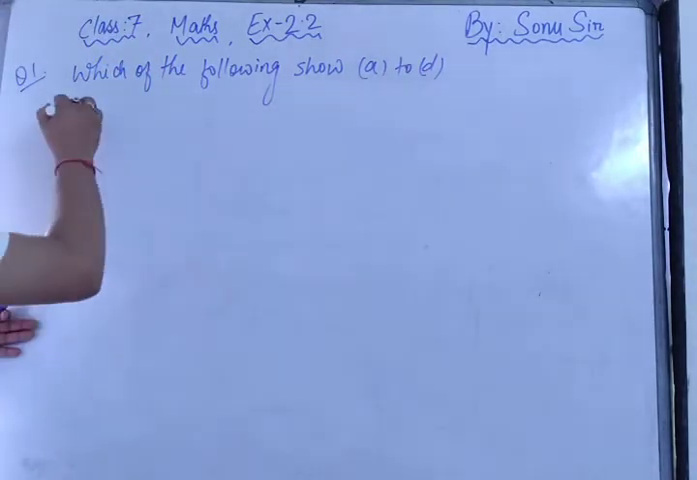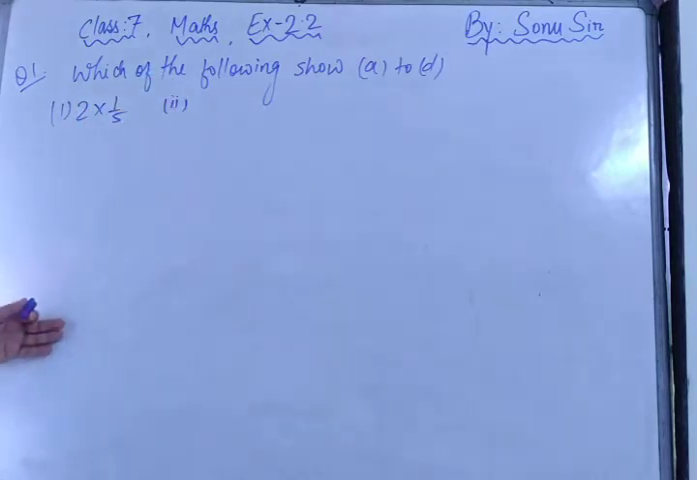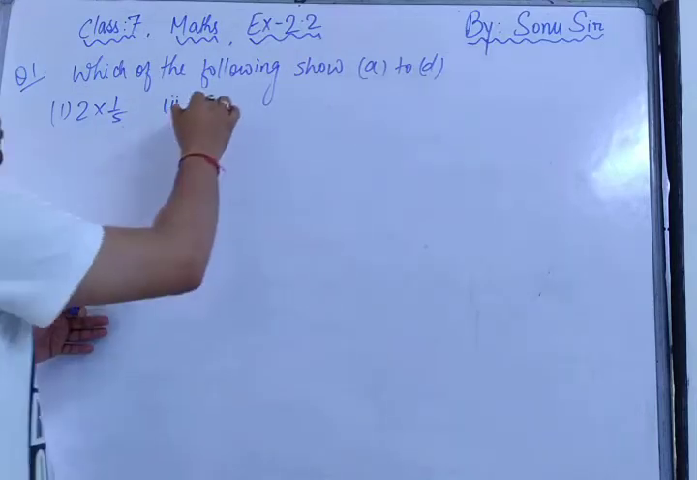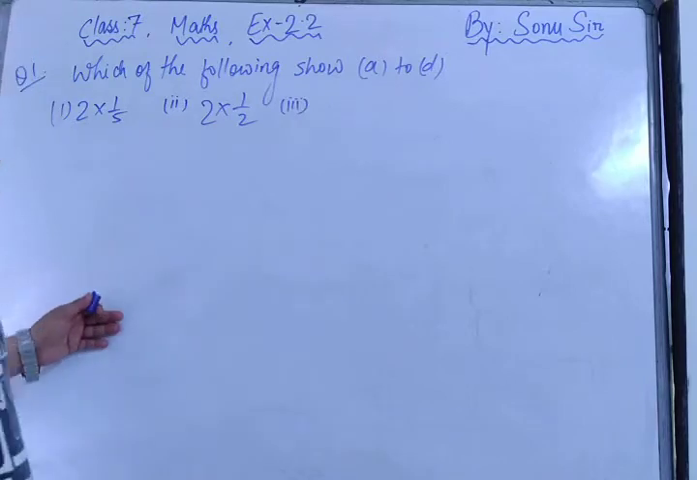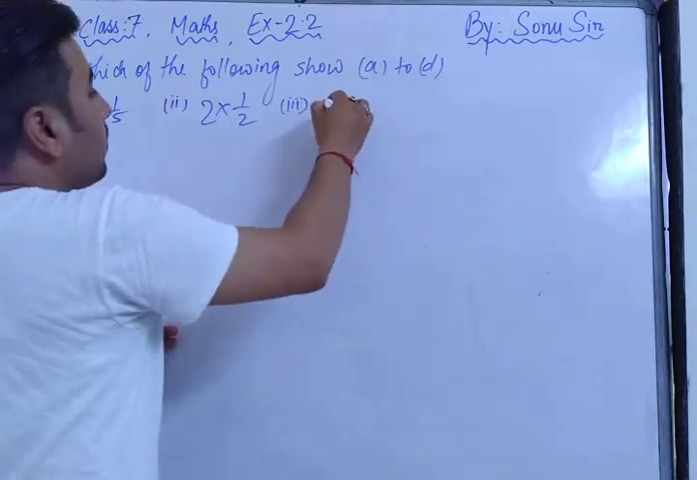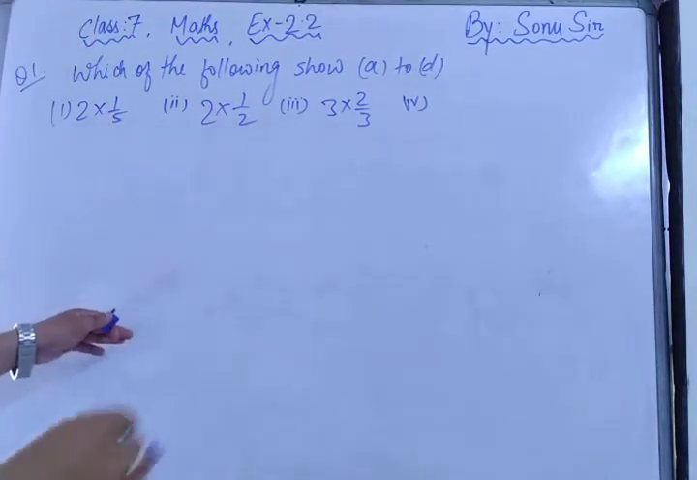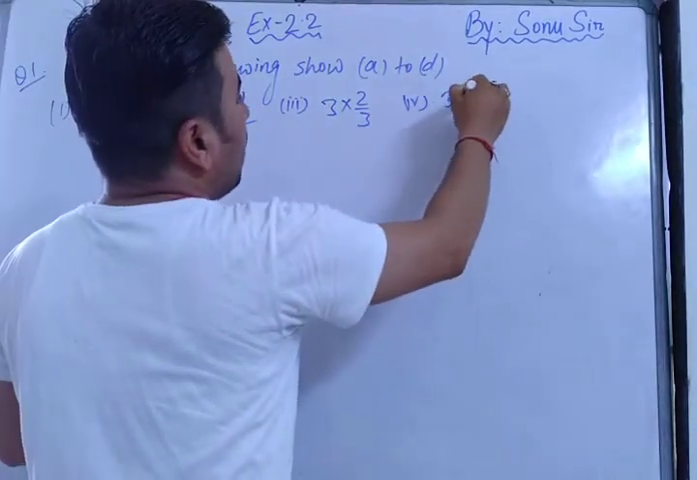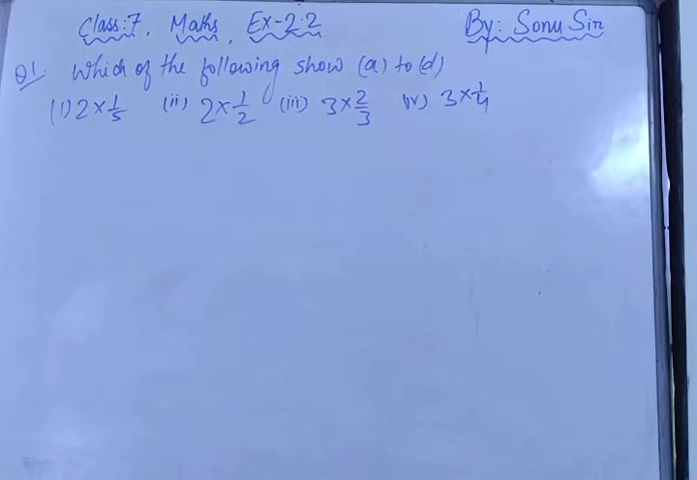Here the questions are there. First is 2 into 1 by 5. Second is 2 into 1 by 2. Third is 3 into 2 by 3. And the fourth is 3 into 1 by 4. Have you understood the question? These are the options, first, second, third and fourth, and A, B, C, D are the figures. Some figures are also drawn here.